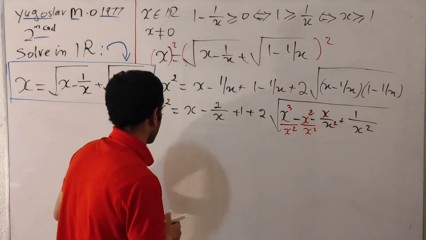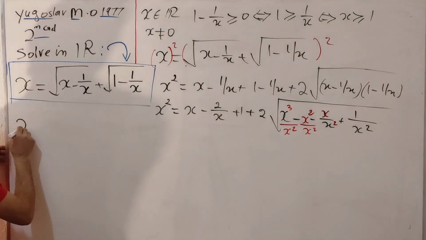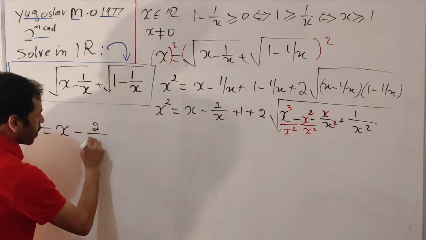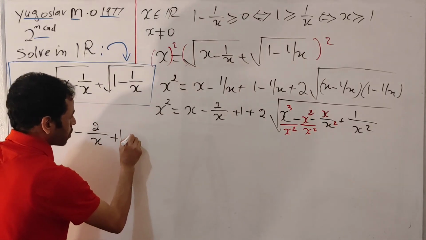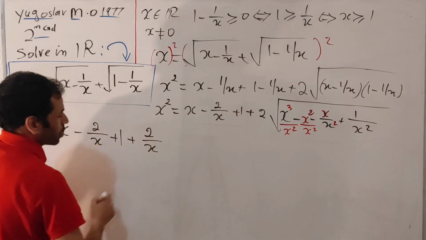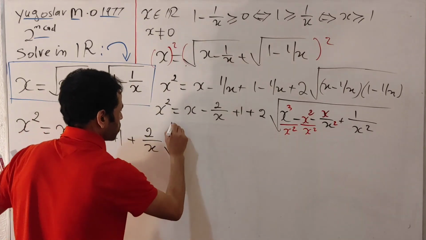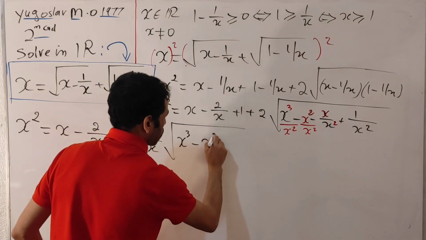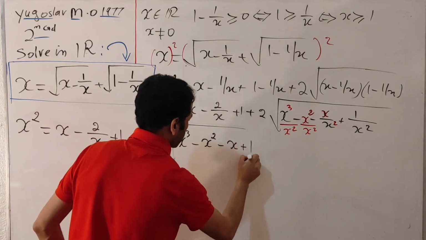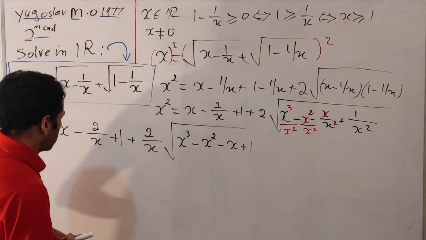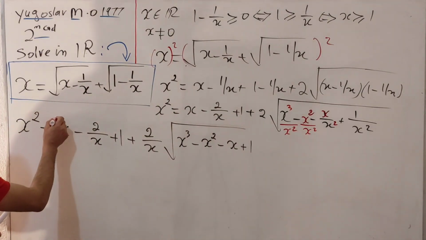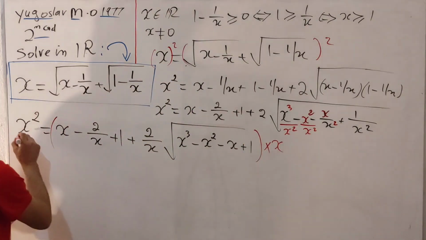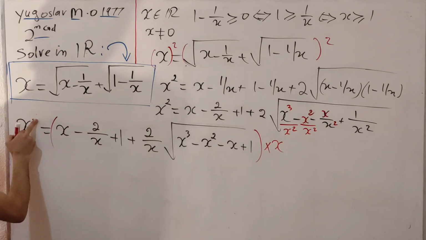So I will have the following expression. We'll have x squared equals x minus 2 over x plus 1 plus 2 over x, by taking x out of the square root, multiplied by this square root of x cubed minus x squared minus x plus 1. The next thing that I'm going to do is multiply both sides by x. Here it becomes x cubed.